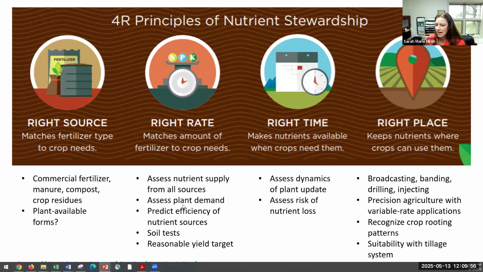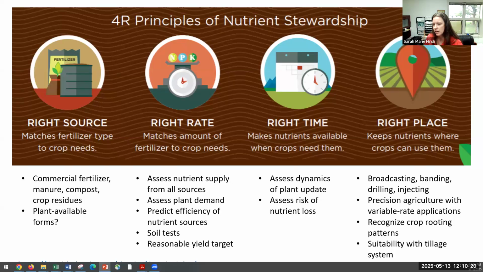And then we want to assess the plant demand. How much nitrogen does that plant actually need? Some crops are much heavier nitrogen feeders than others. And then we want to predict the efficiency of the nutrient sources. So again, this gets down to how quickly these nitrogen sources break down and actually release nitrogen in available forms.